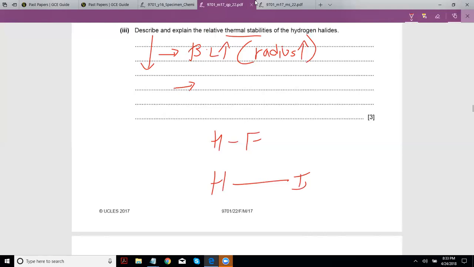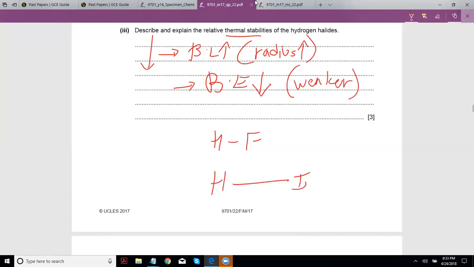So the bond strength goes down, or the bond energy decreases, because you need less energy to break the bond. Bond energy is the energy required to break the bond, so you need less energy now because the bond is weaker.